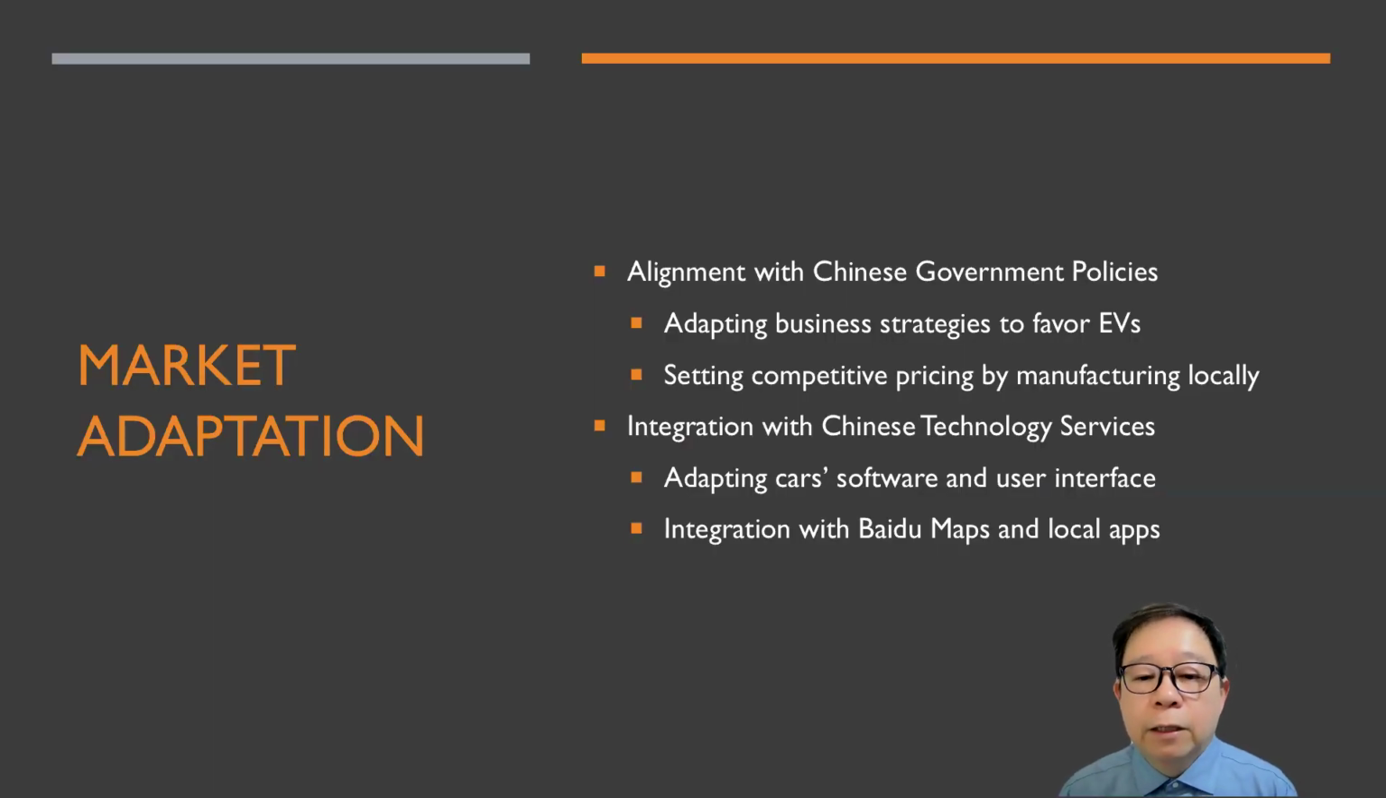Okay, so here for Tesla, as we mentioned, it adapted its strategy to favor EVs, setting competitive pricing from manufacturing locally. So locally they sell at a lower price. Tesla sold outside is more expensive, right? So that is how they changed.